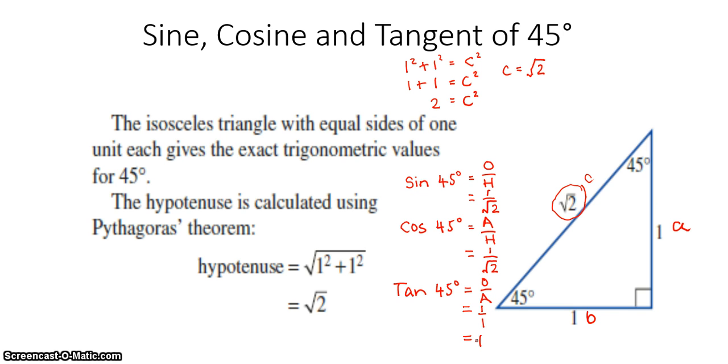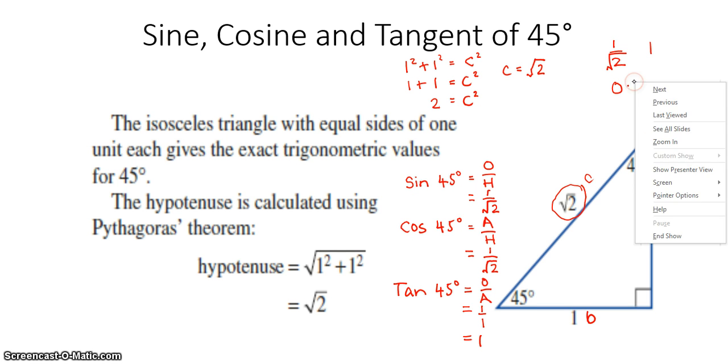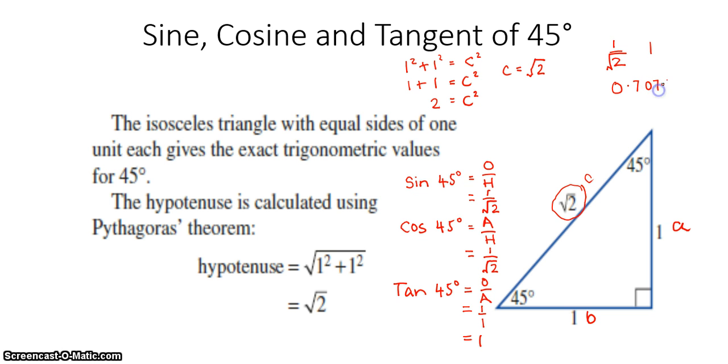So with regard to 45 degrees, we can see that the exact values we're concerned with here are 1 on root 2 and 1. 1 on root 2 has a decimal approximation as well, and that's 0.7071.